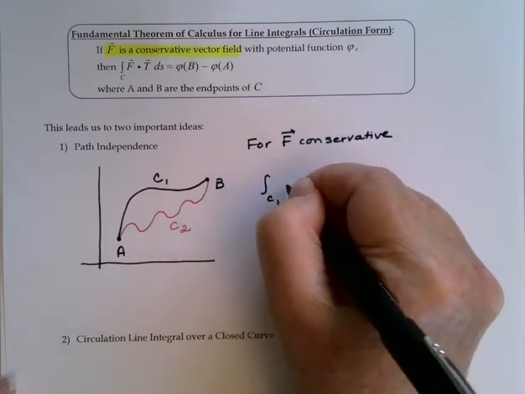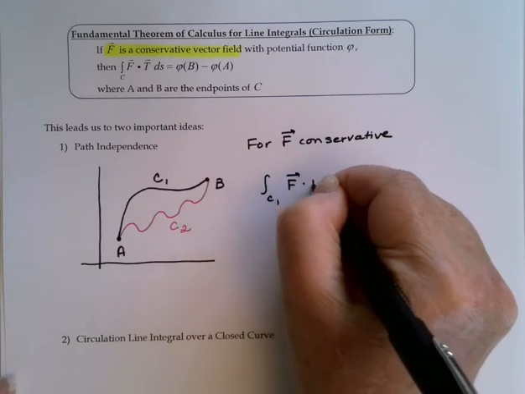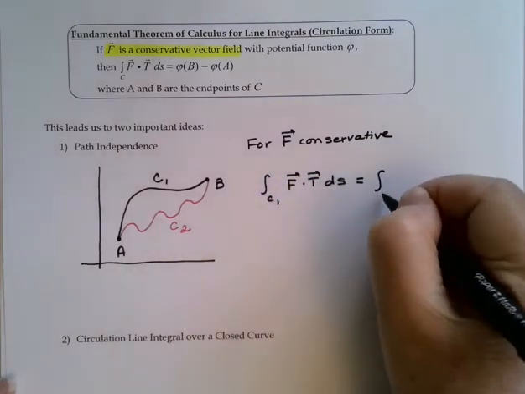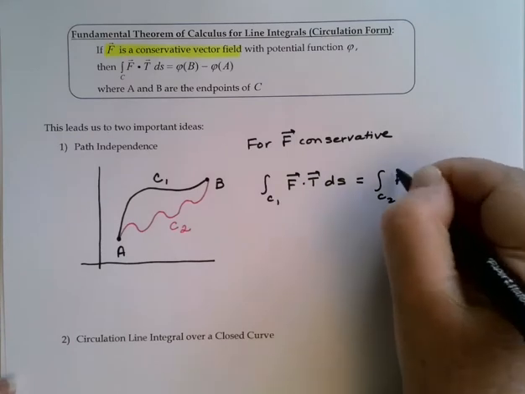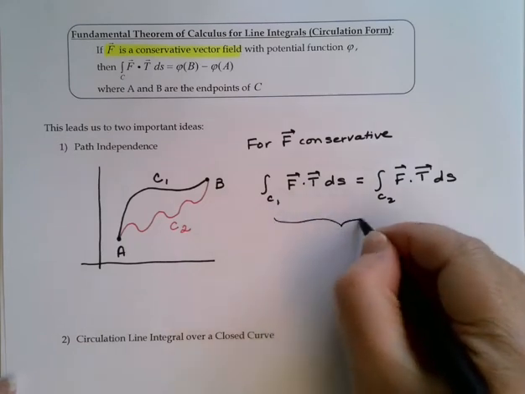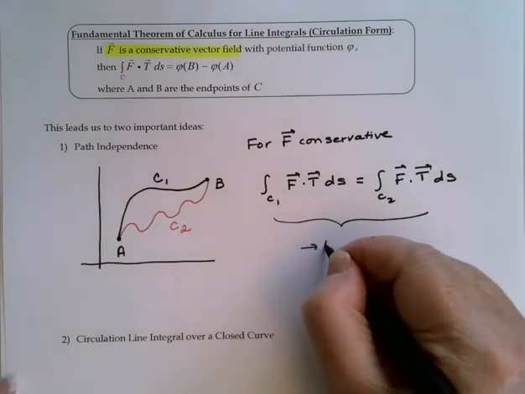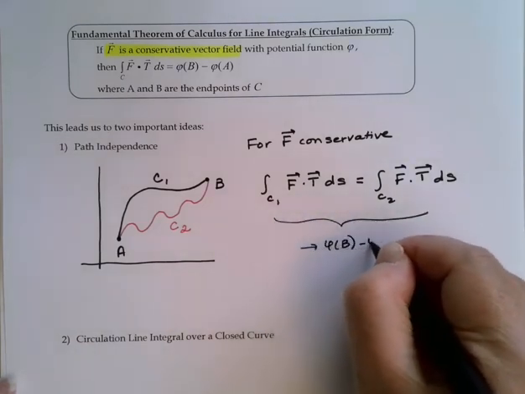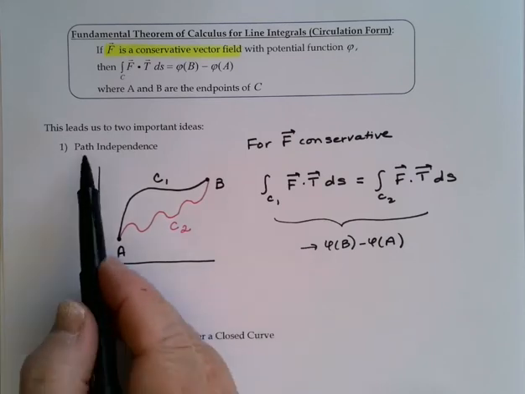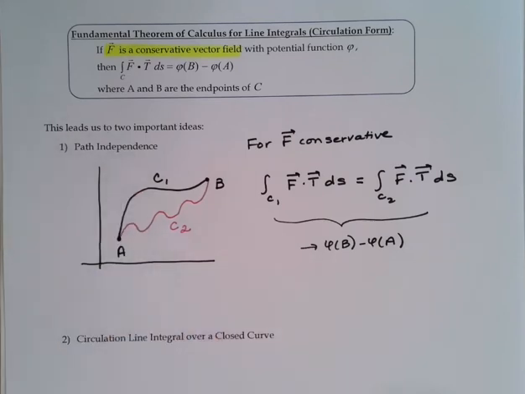So again, for F conservative, the circulation over path 1 is the same as the circulation over path 2, because both of them can be evaluated as phi of B minus phi of A. We say that the line integral, the circulation integral, is independent of path. It doesn't matter what path I take to go from A to B, I'll end up with the same value for the circulation.